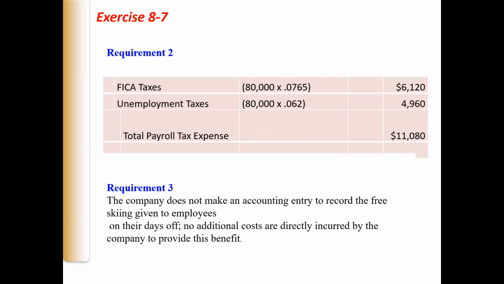To show the employer side, the employer also has to take the FICA taxes and match it, 6120. And then the employer also has to pay unemployment taxes at 6.2%, 4960. So the total payroll taxes for the employer in January is 11,080.